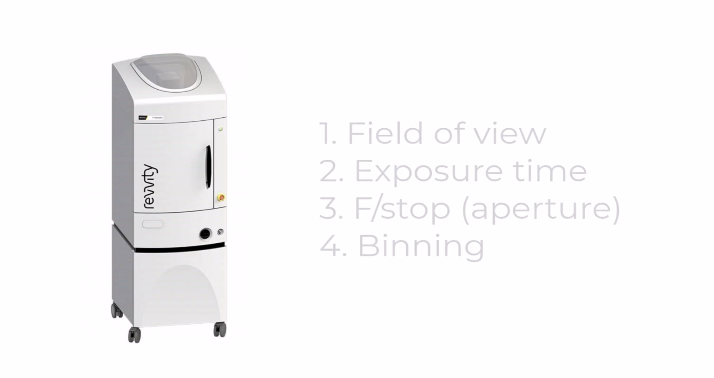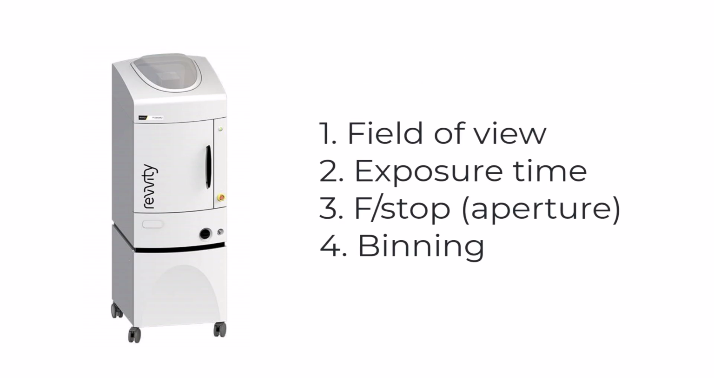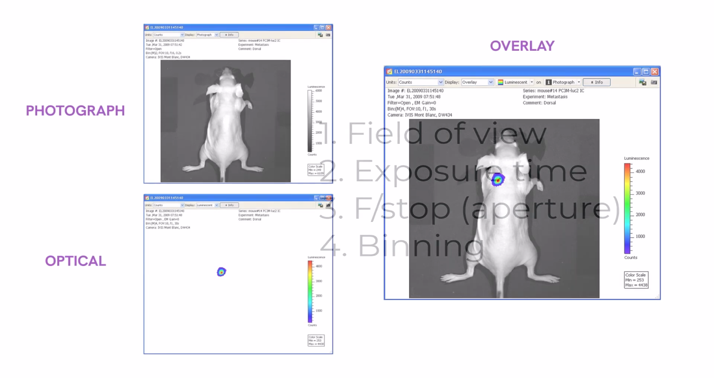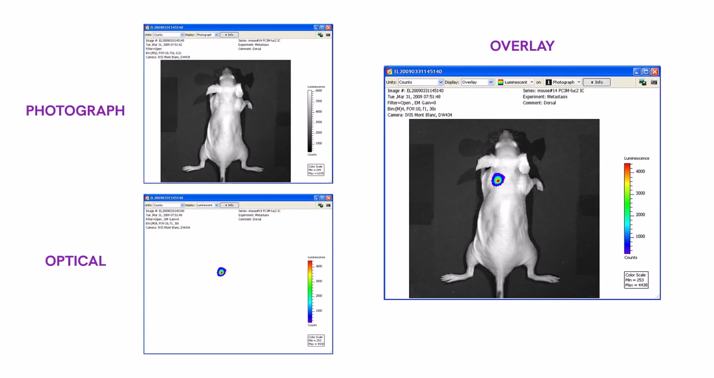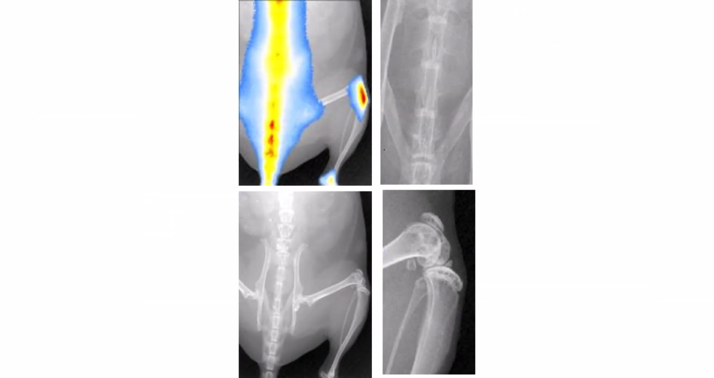When you collect these images, the 4 acquisition parameters the user needs to consider are field of view, exposure time, f-stop or aperture, and binning. The images will appear as a bioluminescence image overlaid onto a black and white photograph for anatomical reference. Some IVIS systems have integrated X-ray or CT hardware that allow for additional anatomical reference.